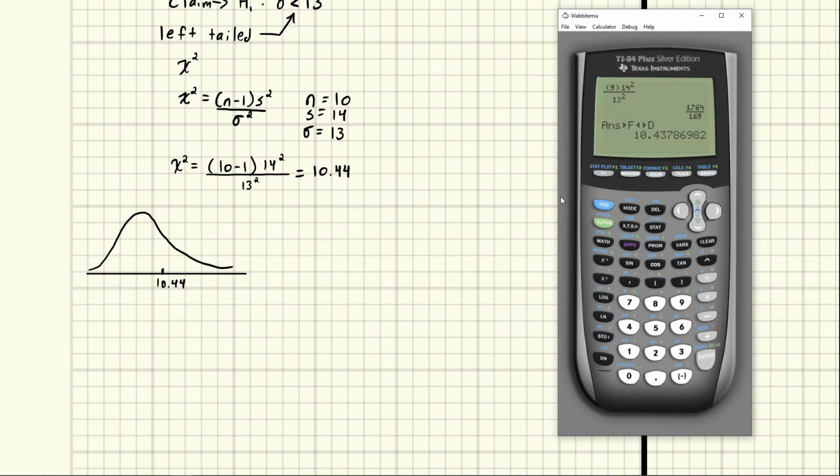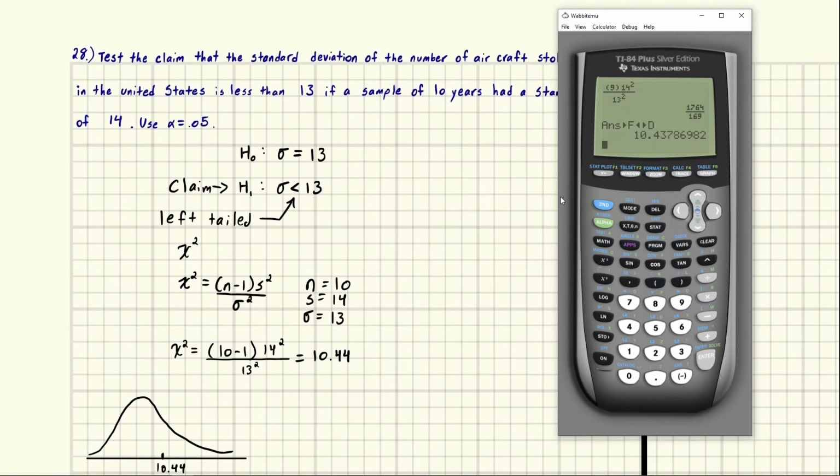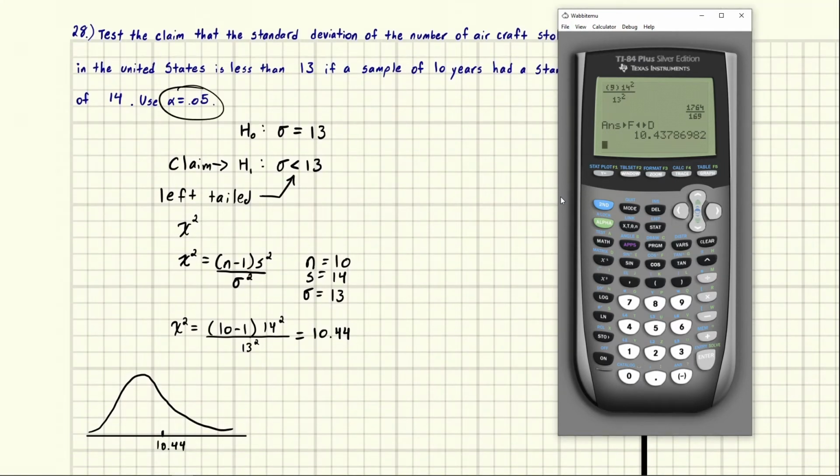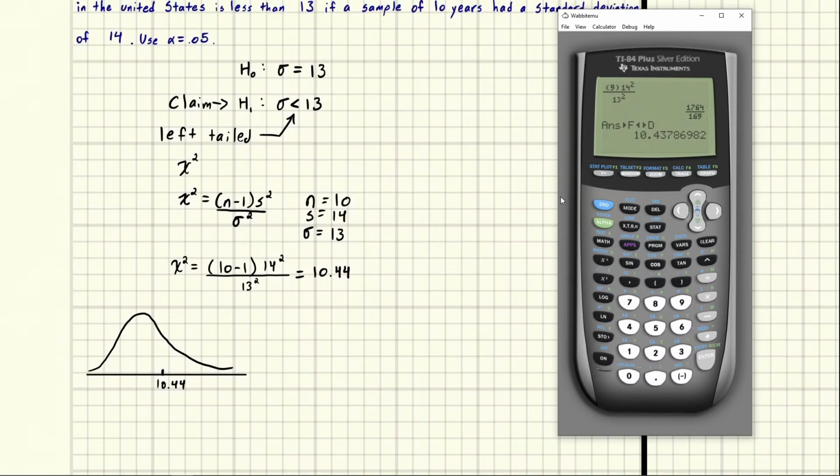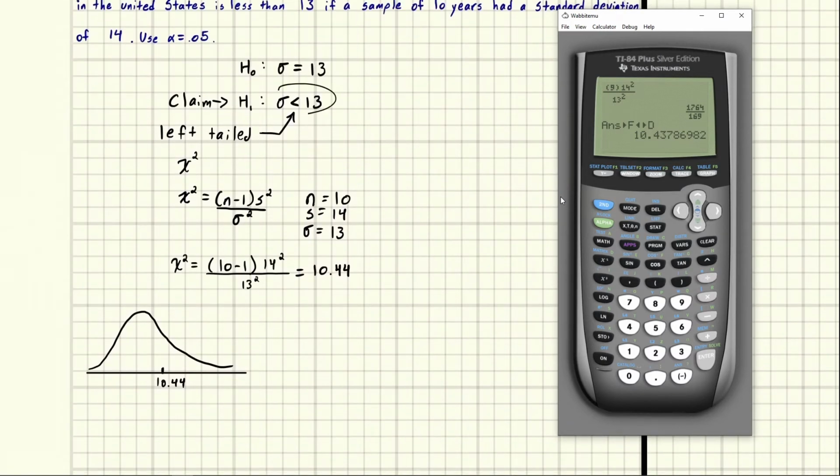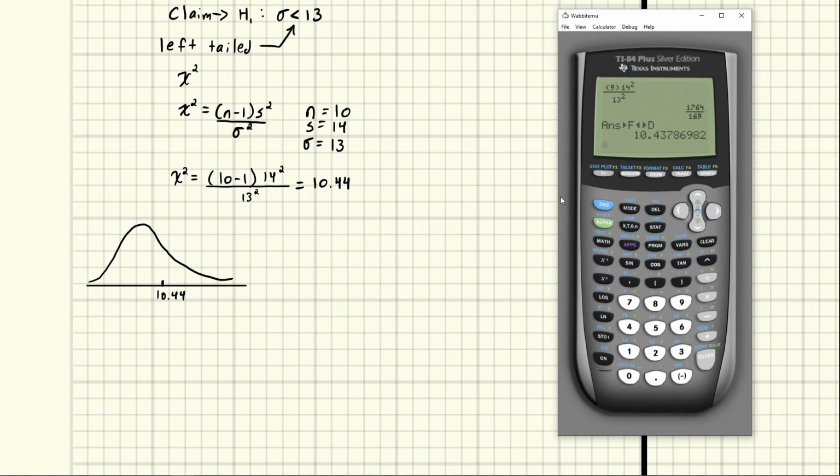10.44. And we also know that our level of significance alpha is 0.05. So 0.05, and we are doing a left-tailed test. So 0.05 is going to be right here. And this area is 0.05.